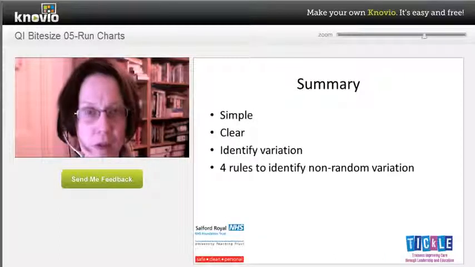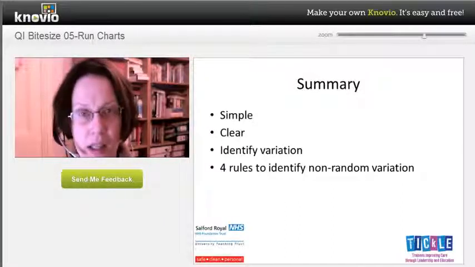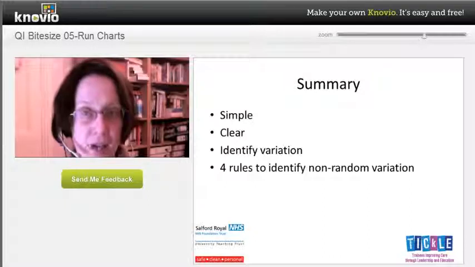So, in summary, run charts are a really simple, clear way of plotting your improvement over time. They enable you to identify variation occurring within your system, and annotations to the graph allow you to link your improvement work with any changes you might see in the data. There are 4 simple rules that can help you to identify whether the variation in your process is occurring randomly as common cause or non-randomly as special cause variation.